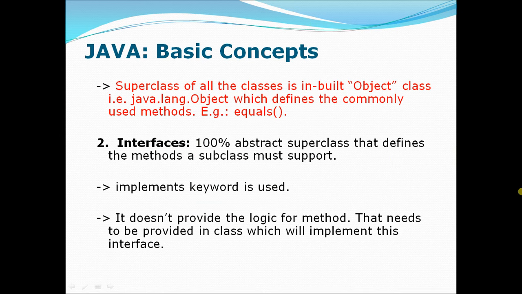Okay. So let's quickly look into this. What is interface? Interface is nothing but a 100% abstract superclass that defines the methods a subclass must support. And what is the keyword we use? Implements keyword we use. It does not provide the logic for the methods; that needs to be provided in the class which will implement the interface. So we don't have logic inside interface. Who will provide the logic? The class which implements it must provide the logic.